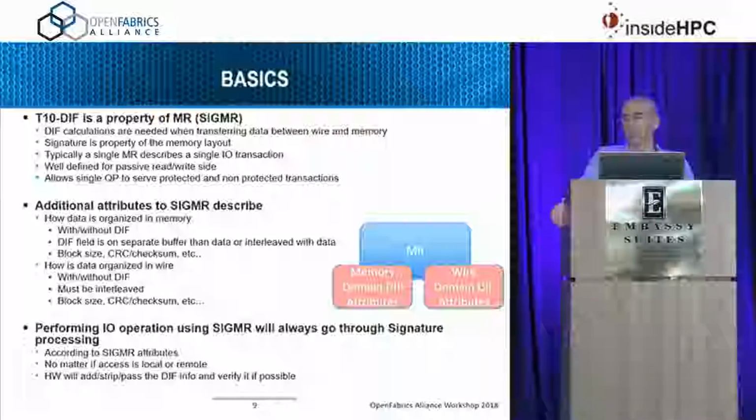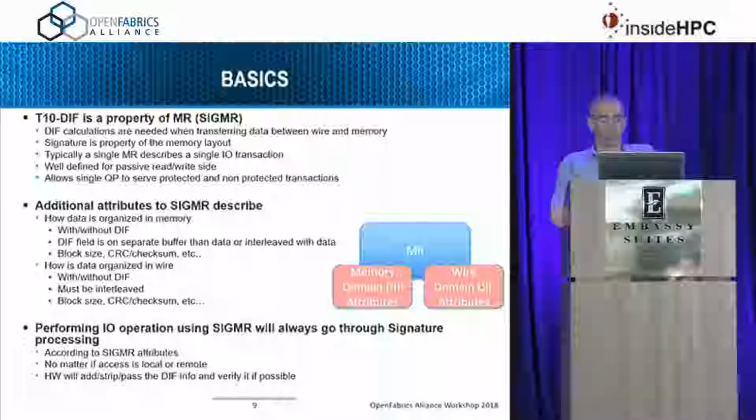And hardware will basically do the right operation. If it needs to calculate and add it, if it has to strip, if it has to build and pass it. So all of that is described in the signature attributes and the type of operation you are performing: wire, memory, send, receive.